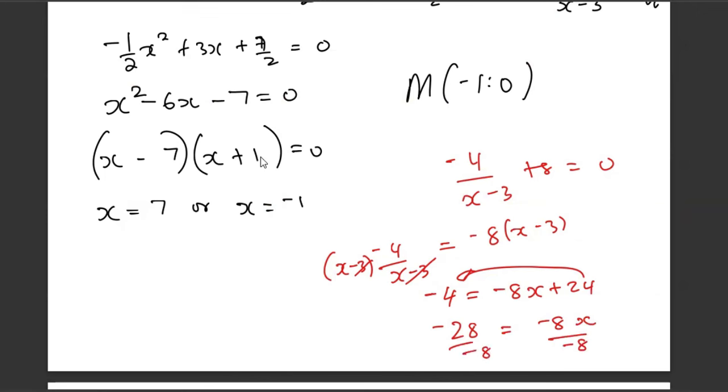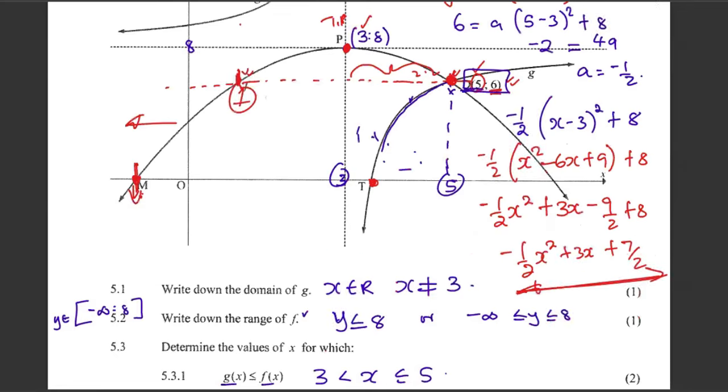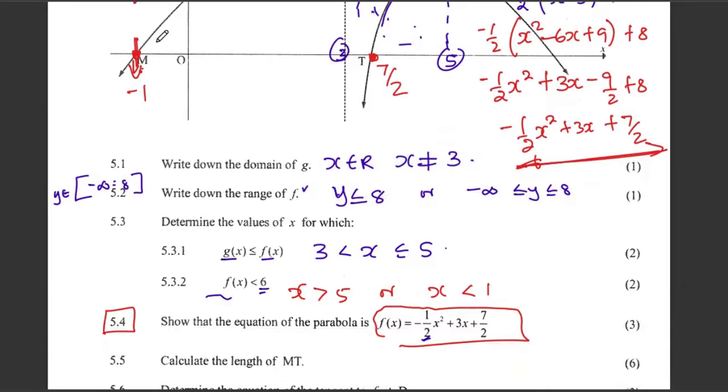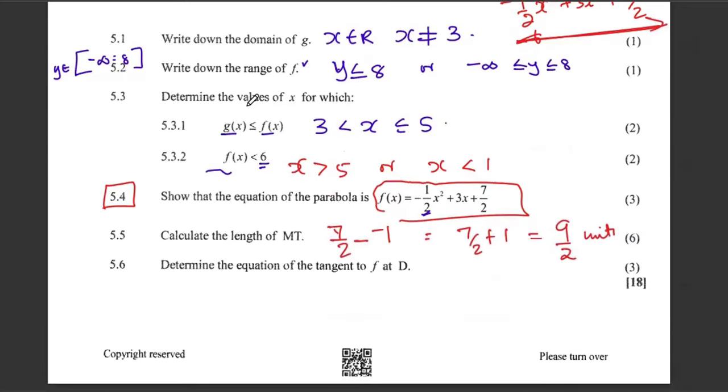Divide by -8 over -8. So what is 28 over 8? That becomes 7 over 2. So it's just one value, meaning that this is 7 over 2, this is -1. Now, since we're looking for the distance and it is just along a straight line, let's just do the subtraction: the bigger number minus the smaller number. So that's going to be 7 over 2 plus 1, which gives me 9 over 2 units, or someone can say it's 4.5.